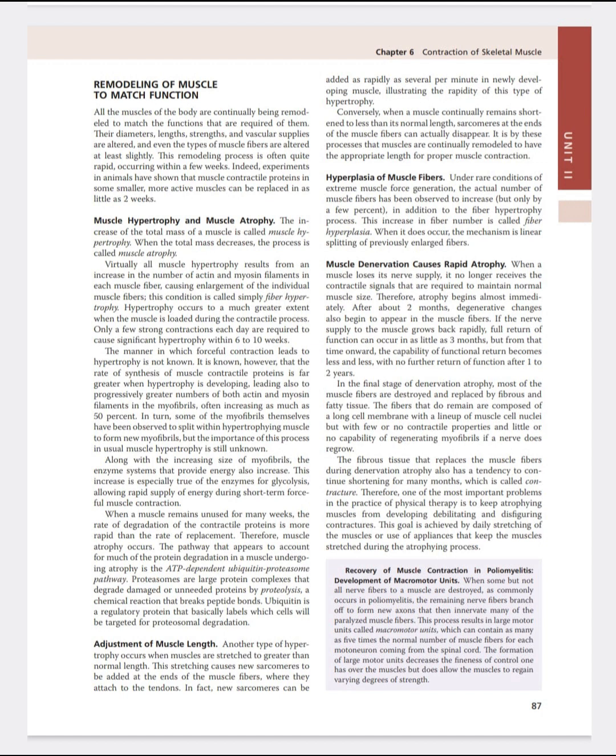Under rare conditions of extreme force generation, the actual number of muscle fibers has been observed to increase in addition to the fiber hypertrophy. The increase in fiber number is called fiber hyperplasia. When it does occur, the mechanism is linear splitting of previously enlarged fibers. Highlight this heading. The muscle denervation causes rapid atrophy. When a muscle loses its nerve supply, it no longer receives the contractile signals that are required to maintain normal muscle size. Mark till here.